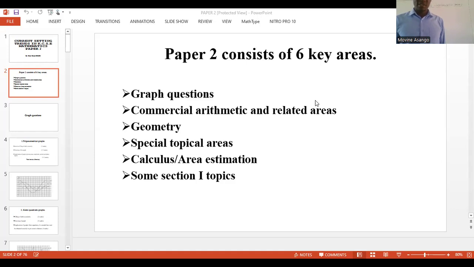Then we have calculus and area estimation, which is part of the paper 2. I'm aware the speaker on paper 1 told you something about calculus in paper 1. So the same thing happens in paper 2. Paper 2, we also have calculus, but I'll tell you which particular parts we should expect in paper 2. The final areas will be areas that is focusing on section 1 areas. So allow us to begin from paper 2.